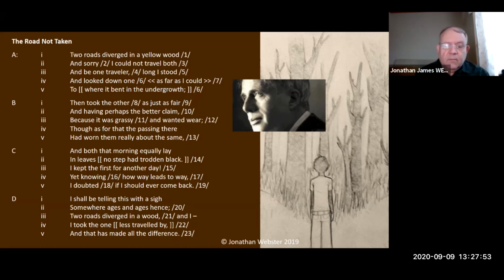Oh, I kept the first for another day, yet knowing how way leads on to way, I doubted if I should ever come back. I shall be telling this with a sigh somewhere ages and ages hence. Two roads diverged in a wood, and I took the one less traveled by, and that has made all the difference.